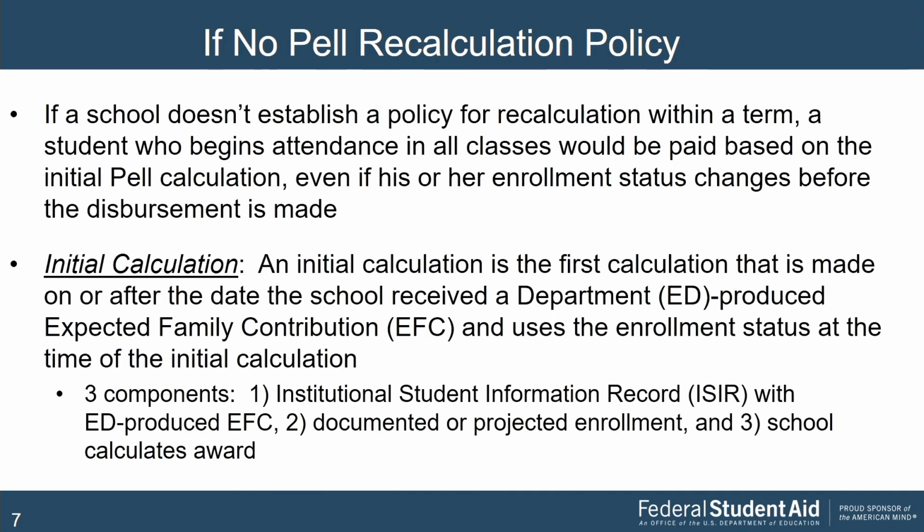So if you don't establish a Pell recalculation policy within a term, a student who begins attendance in all classes would be paid on the initial calculation, even if that student's enrollment status changed before the disbursement was made. And it's based on the initial calculation, which is the first calculation made on or after the date that you receive an ISIR, or a department-produced document with an official expected family contribution. The 3 components of that initial calculation are an ISIR with an ED-produced EFC, a documented or projected enrollment status, and you're going to calculate an award.